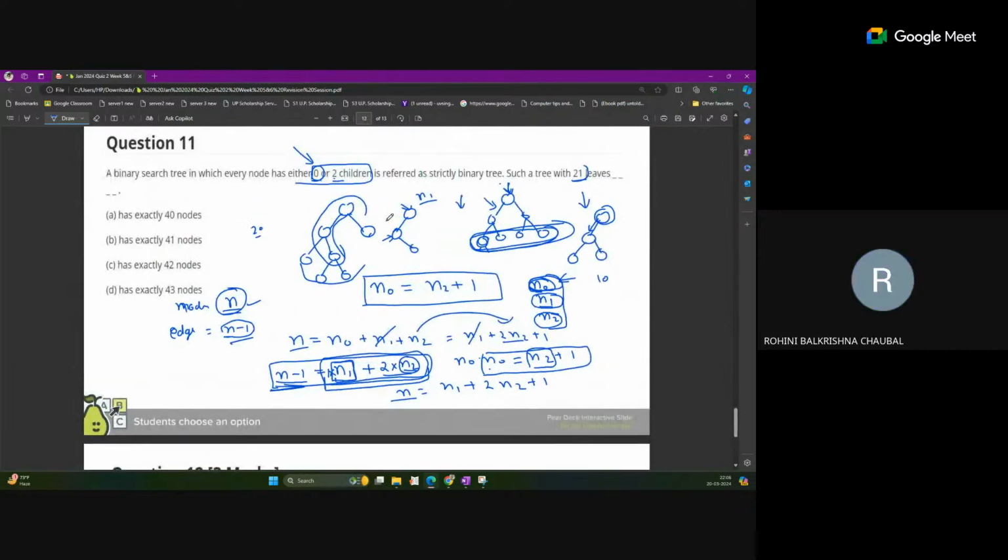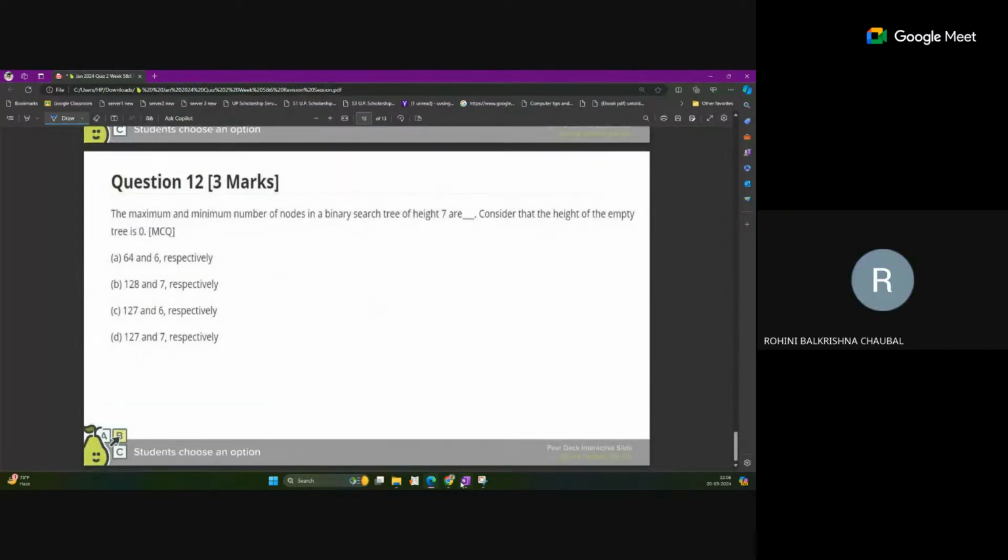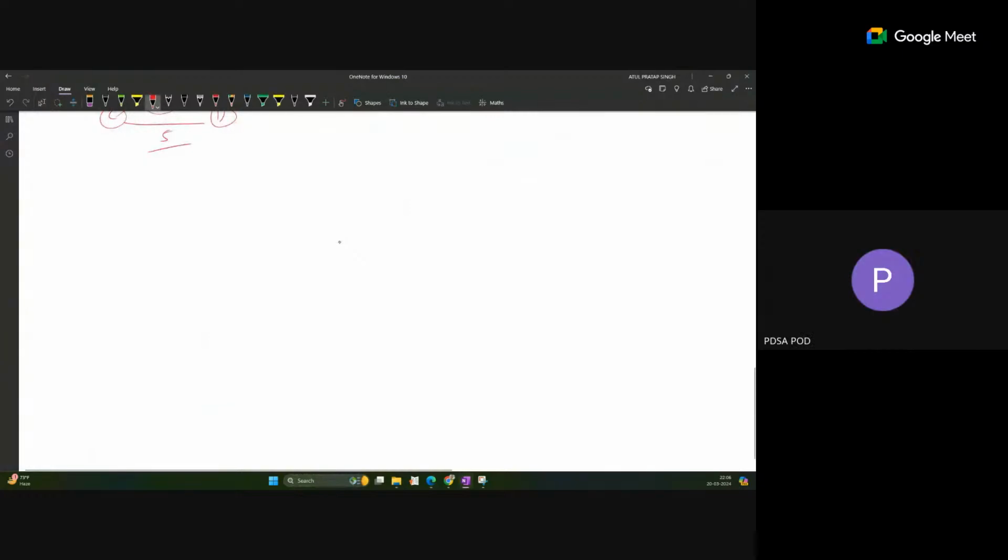Sir, how do you put the numbers over here? N is equal to n1 plus 2 n2 plus 1. So let me say 21 leaves are there. One second, just so I'm clear, I'm taking one graph like here.